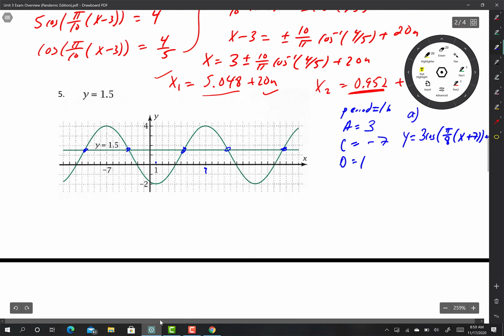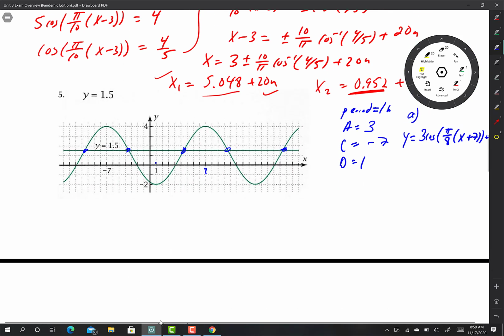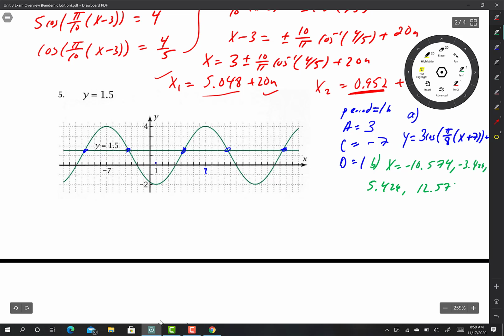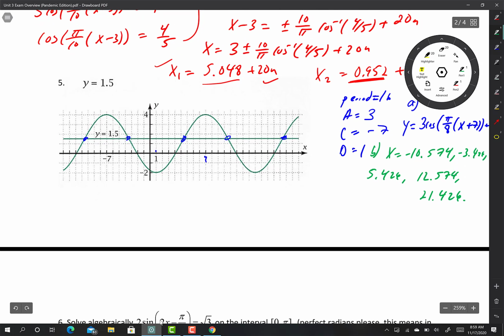Do I have enough room for letter C? I don't know if I have enough room for letter C, guys. Here's letter B. I'm going to write it in green. x equals -10.574, comma, -3.426, comma, 5.426, comma, 12.574, comma, 21.426. All right, letter C, I'm going to write it right here as much as I can.